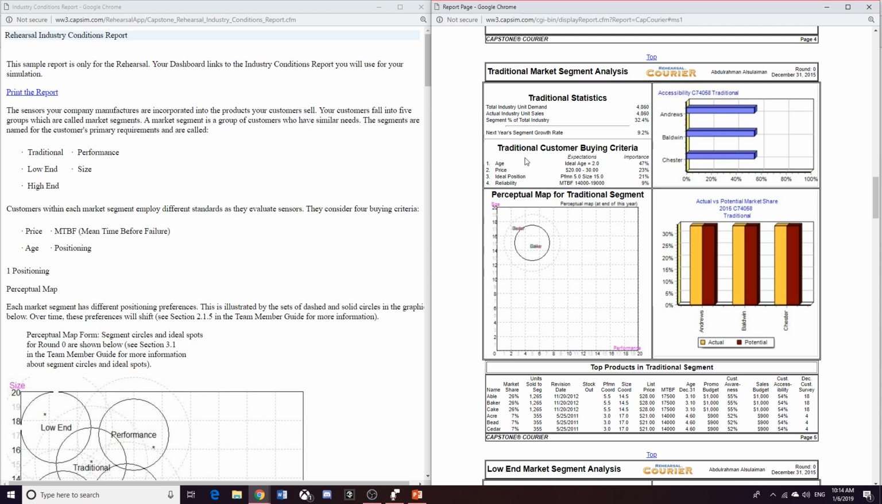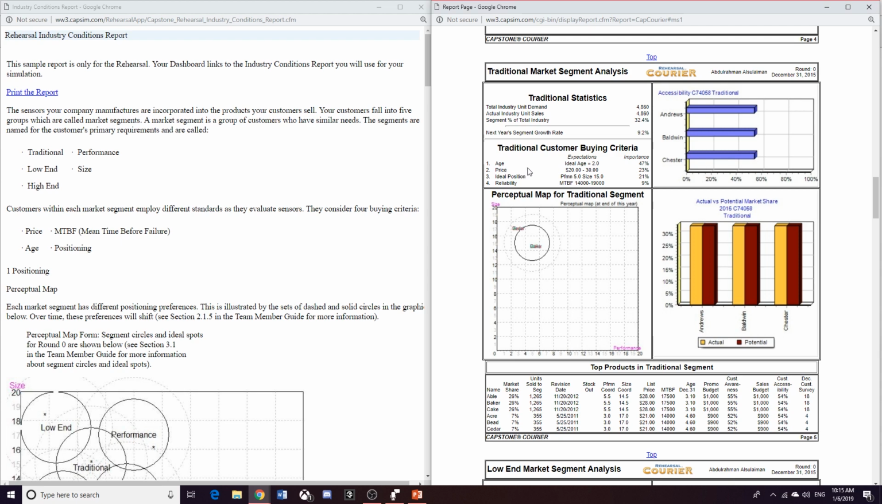So, for example, age is the most important factor in traditional customer buying criteria. It has 47% importance. What that means is that if you get the ideal age in traditional, 47% of customers will be happy, right? And they will buy your product.